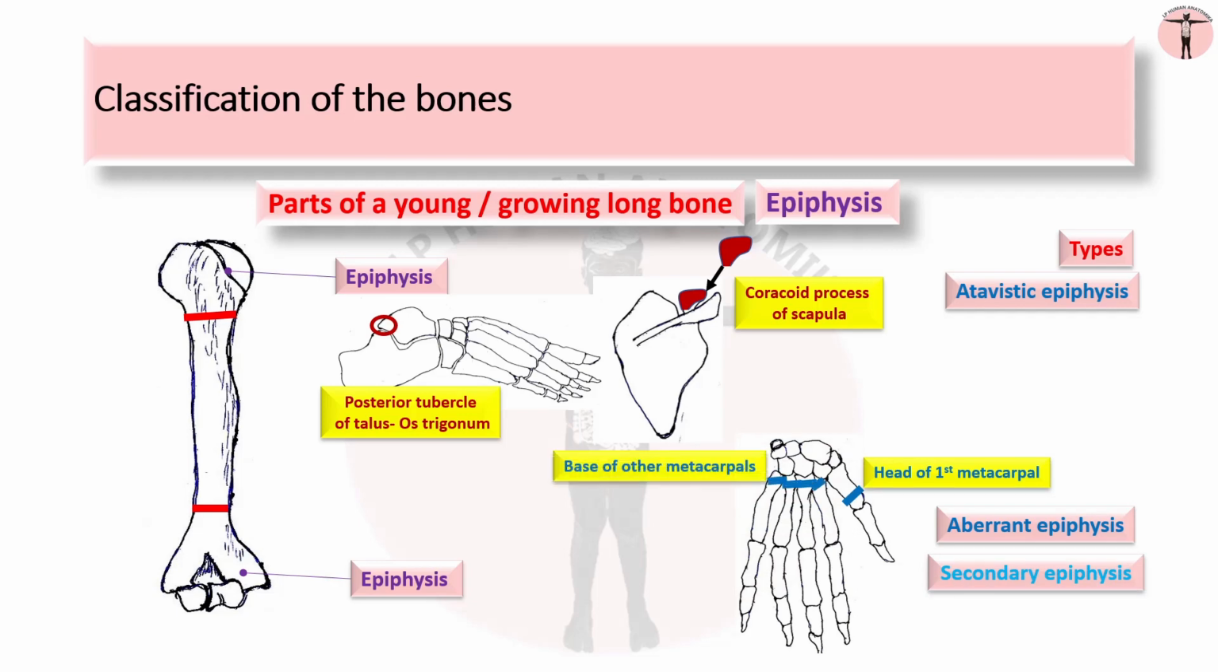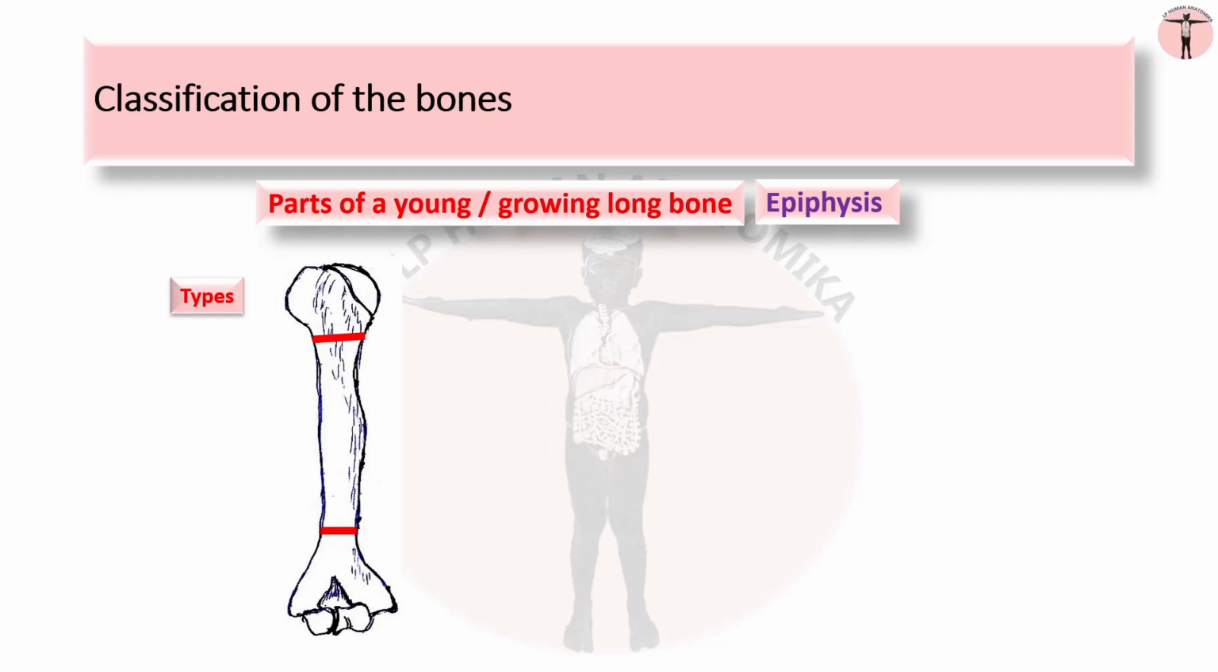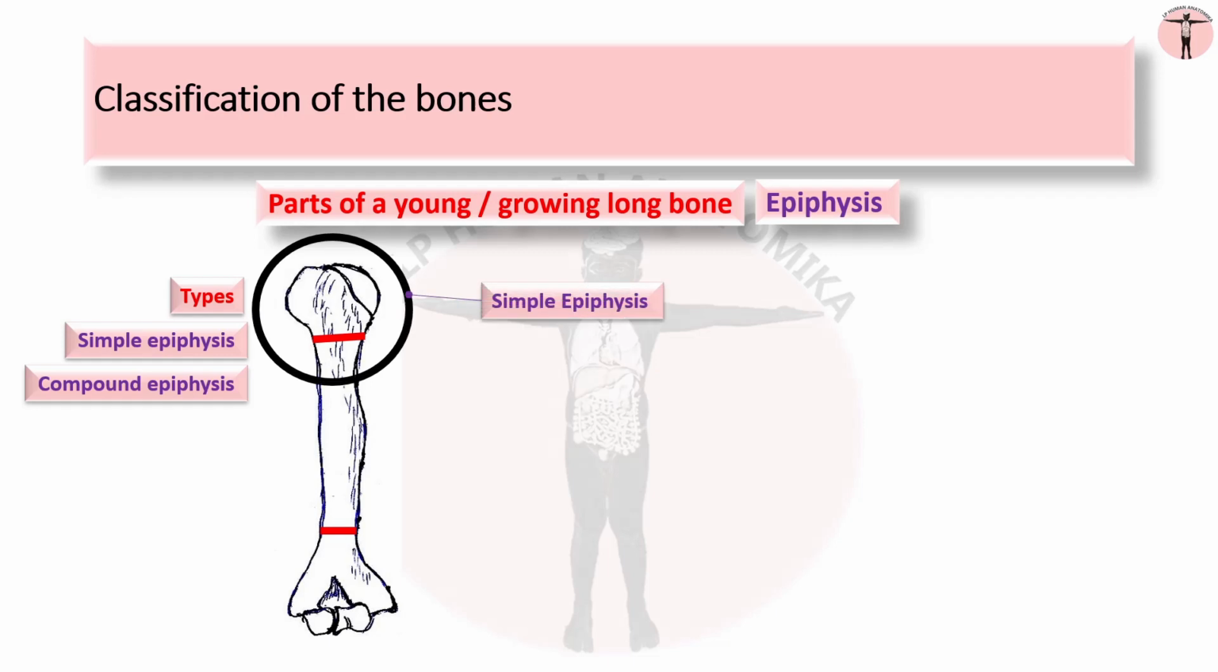Based on number of secondary ossification centers, epiphysis can be classified into simple and compound epiphysis. In simple epiphysis, more than one epiphysis are present at one or both ends of a long bone. Each epiphysis unites with the diaphysis by separate epiphyseal plate. This type is found at the upper end of femur.